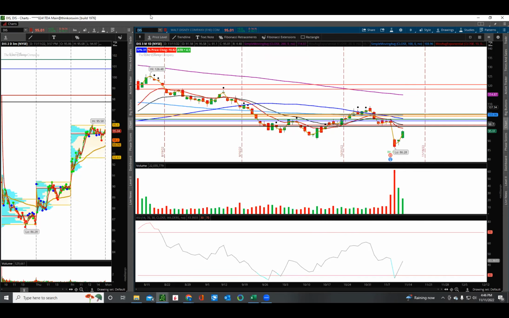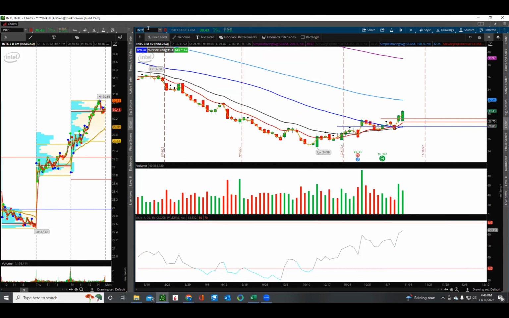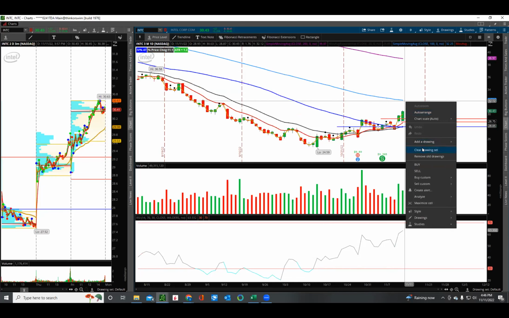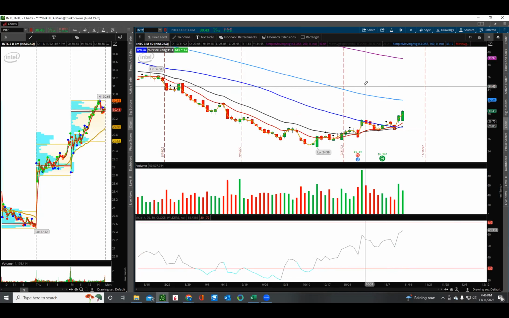Okay, Disney. Well, I have those lines there too. Let's see. Okay, INTC. Let's do that. I can just get rid of these lines. I don't need them. Okay, INTC.